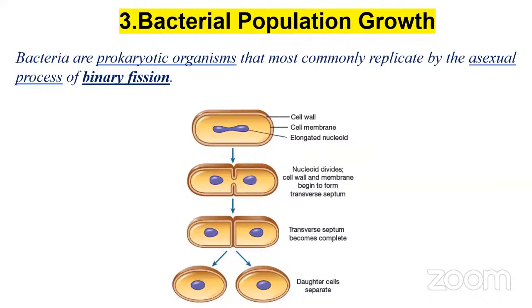The first practical in the list is bacterial population growth. As we all know, bacteria are prokaryotic organisms that most commonly replicate by the asexual process of binary fission. In this, a single cell divides into two identical daughter cells.